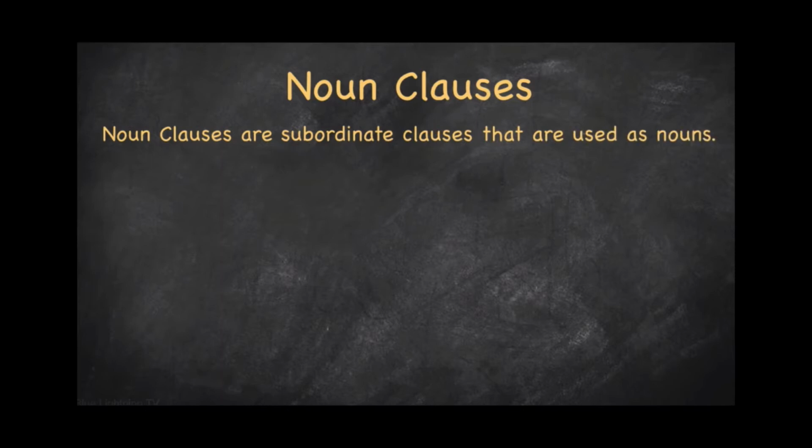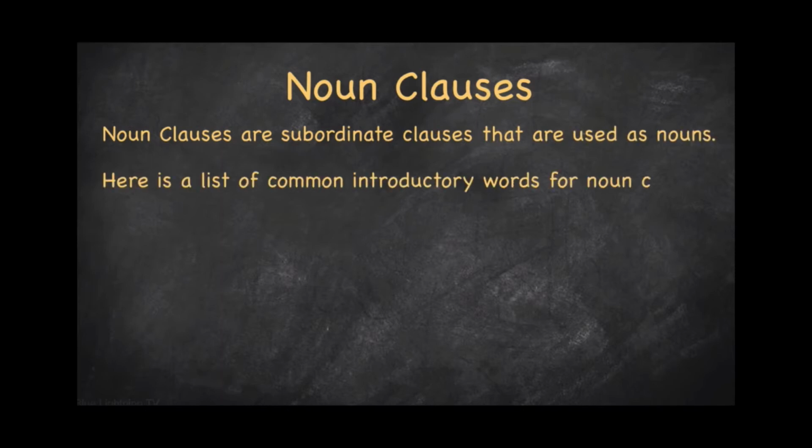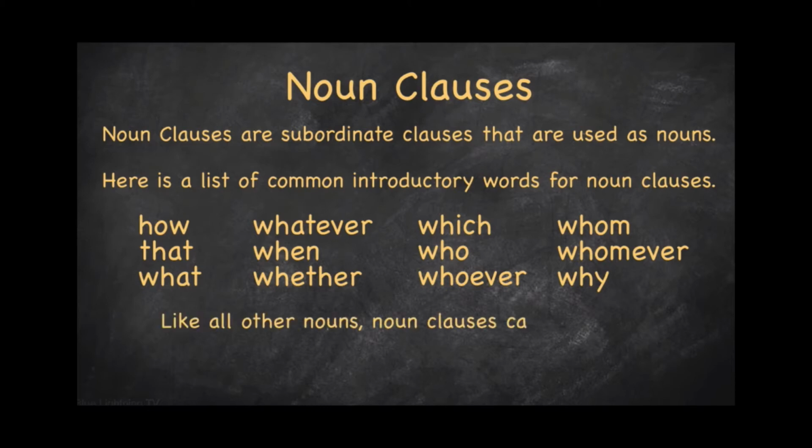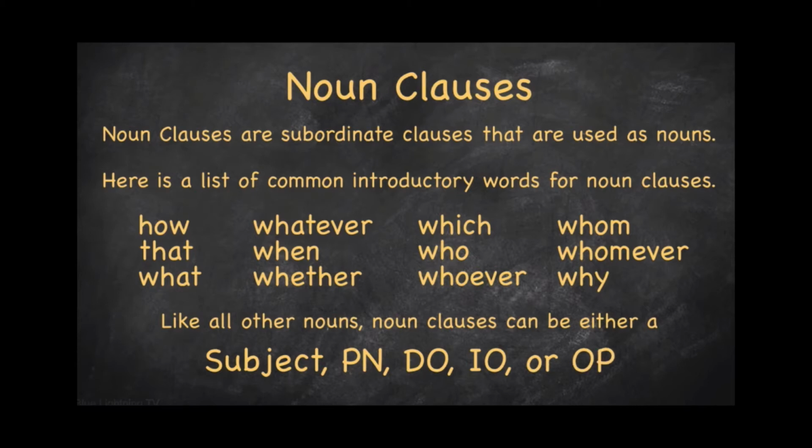Noun clauses are subordinate clauses that are used as nouns. Here is a list of common introductory words that start noun clauses. Some of these words are also on the relative pronoun list and the subordinating conjunction list, so that must be kept in mind. Like all other nouns, noun clauses can be either a subject, predicate nominative, direct object, indirect object, or the object of the preposition.